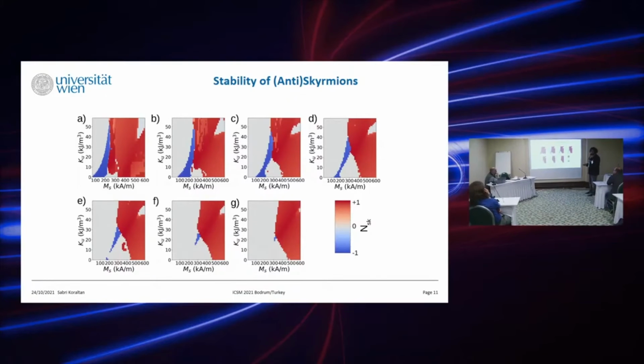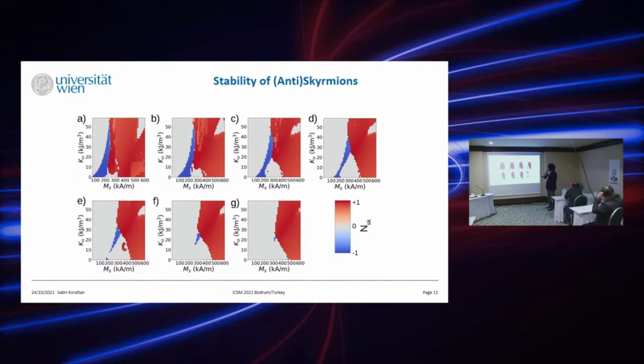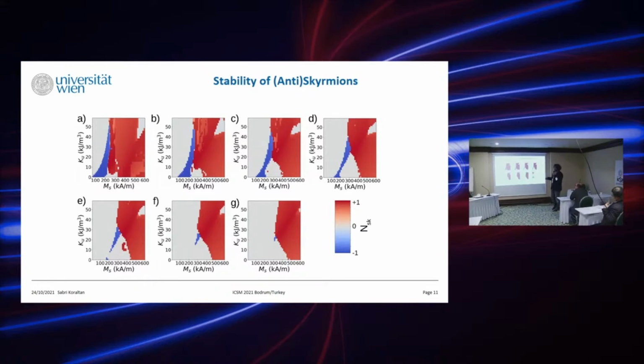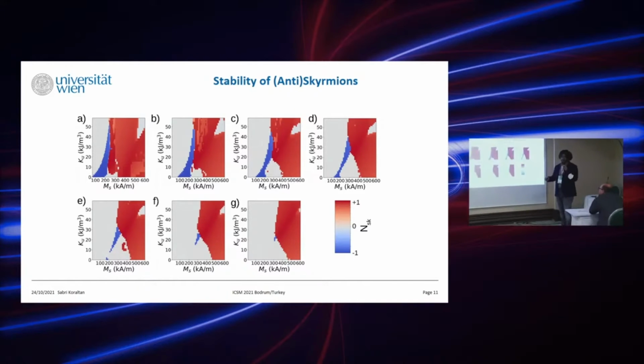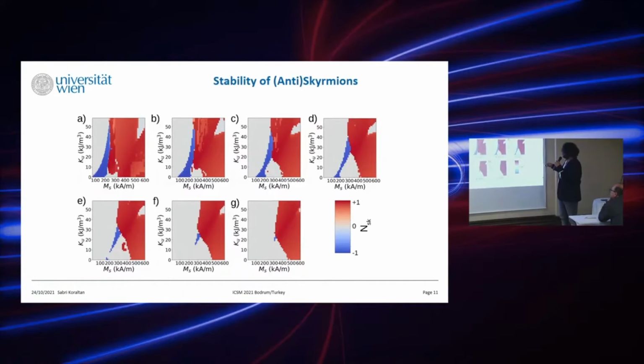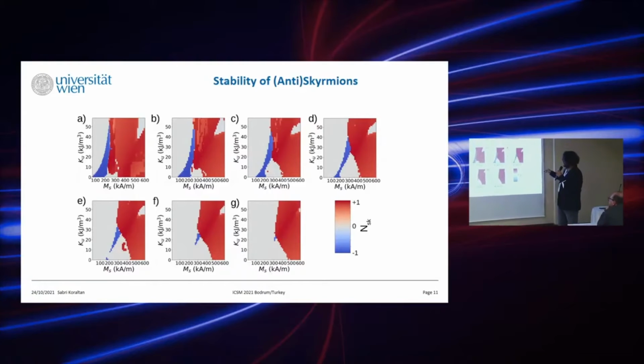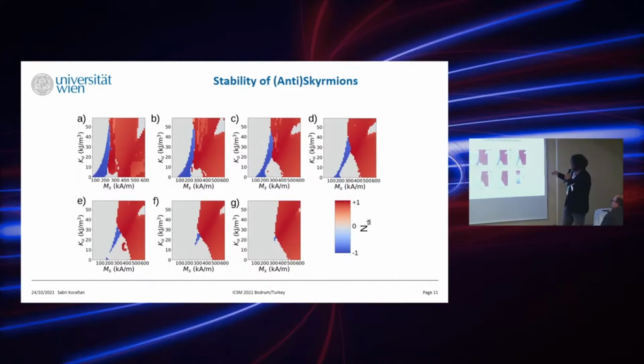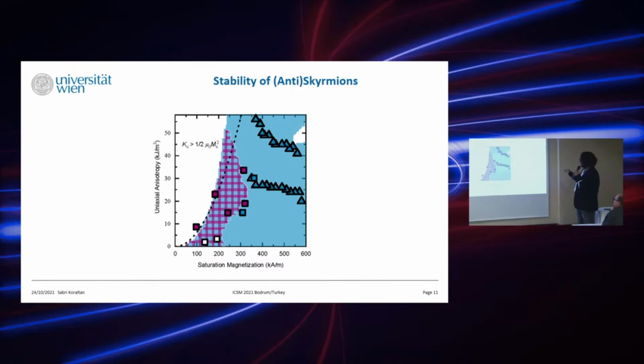In the other case, we just start from a rough parameterization of a skyrmion, and we see that everywhere is just red, which means that skyrmions are then stable over these material parameters. And then we summarize our results in one phase diagram, which basically gives us a recipe where the skyrmions and anti-skyrmions are stable.